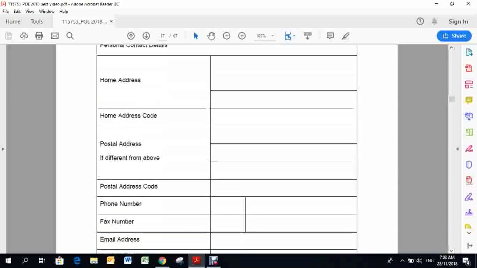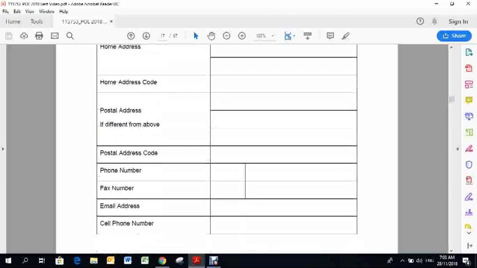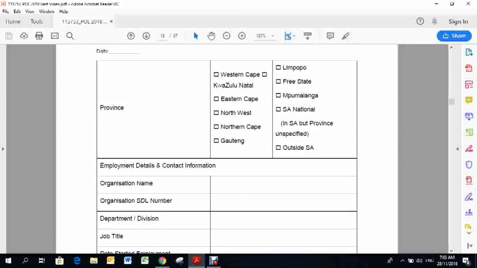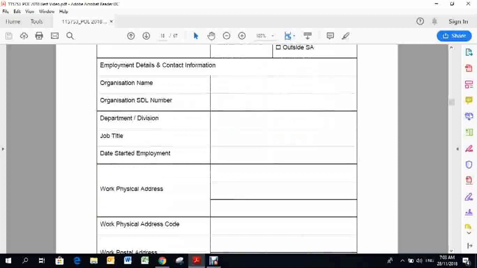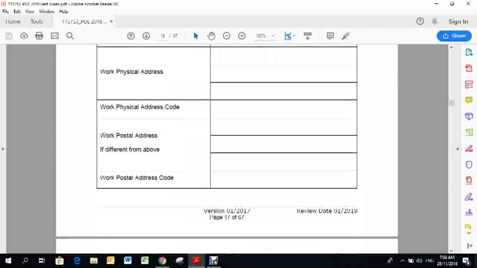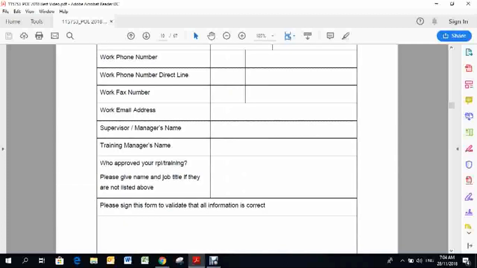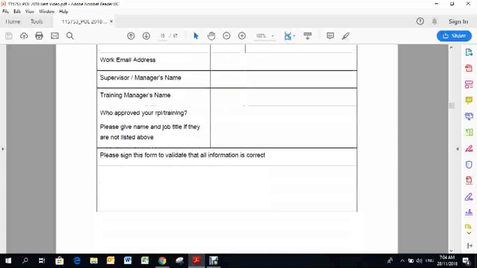Personal contacting details, then you're looking at your home address, your everything, and you indicate all those, cell phone number, which province you're staying, and if you are sent by the employer or you are employed, then you need to indicate what company you're working for, the department, job title, and all that information that follows. The province where you are. Sometimes the supervisor or the manager is the one that approves your training. So that information is very important. It needs to be indicated there.